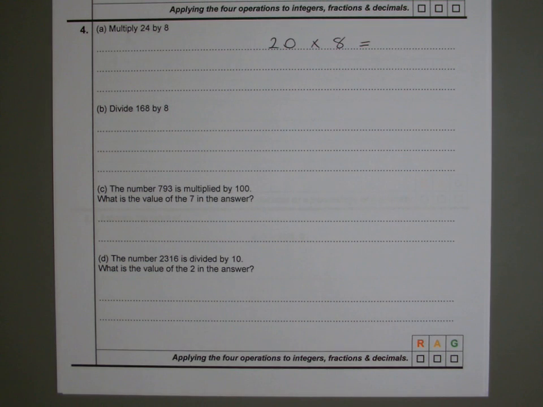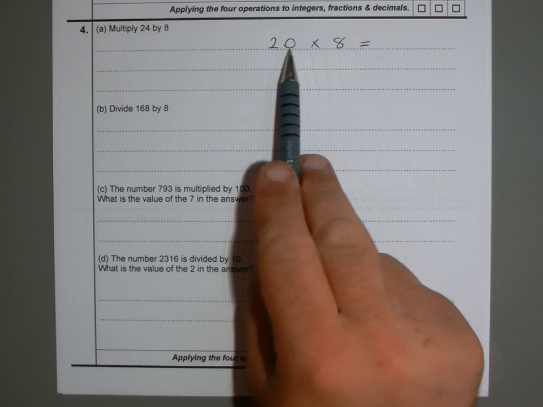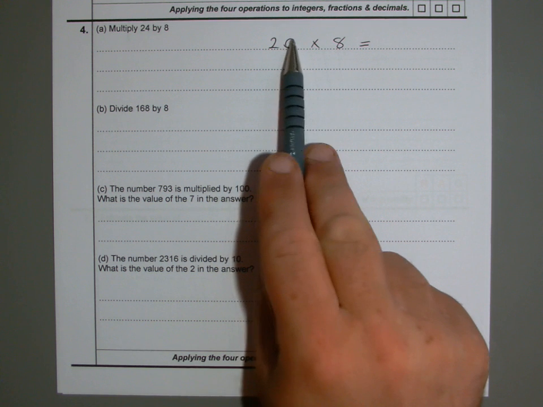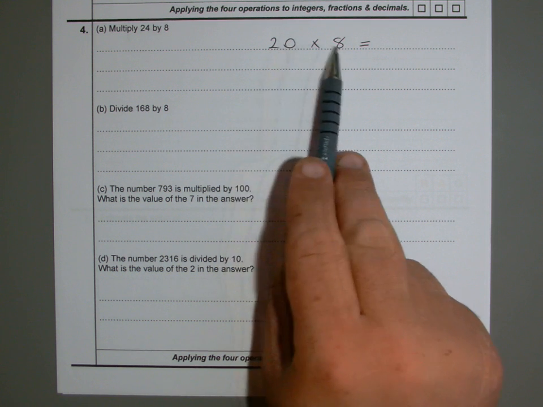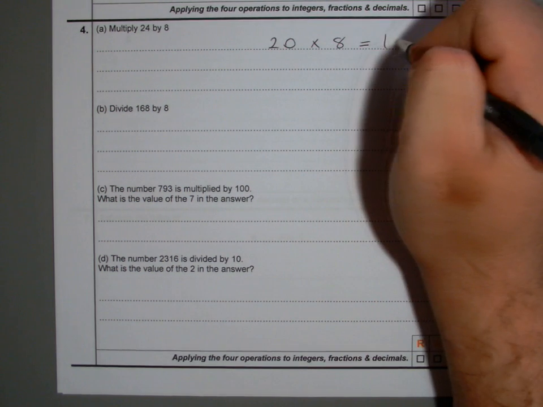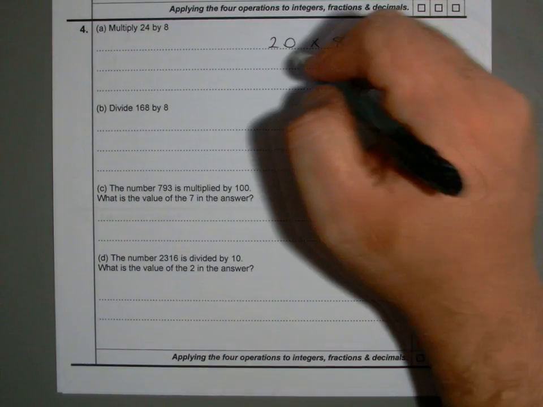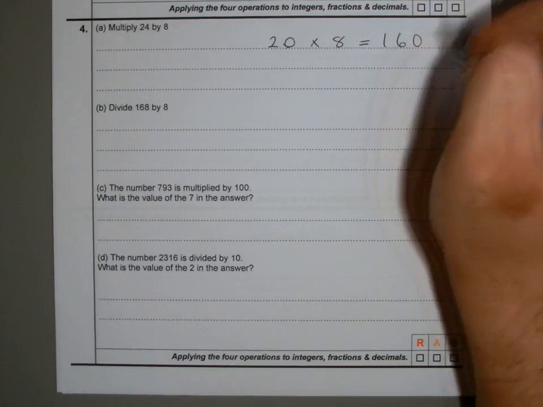And that's easy, isn't it? Because when I multiply these, I can forget about the 0. I can ignore that, and I can just do 2 times 8. And 2 times 8 is 16. Then of course add the 0 on. The 0 that's there, add it on, so I get 160.